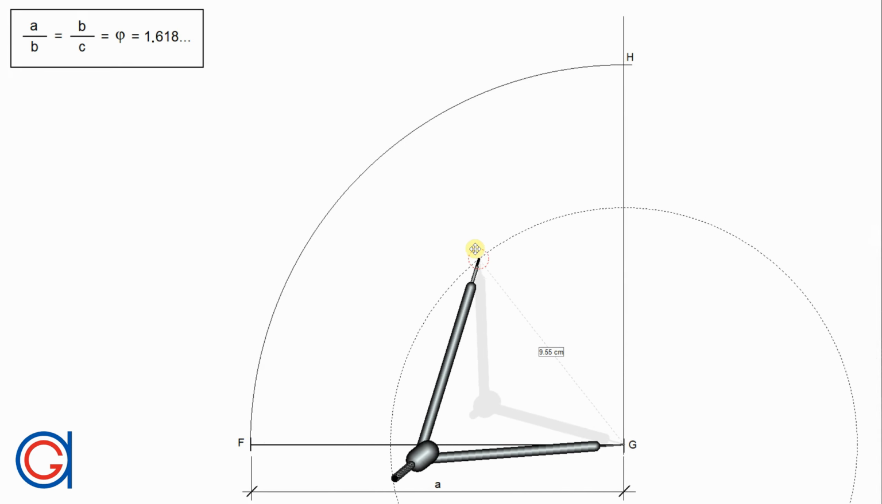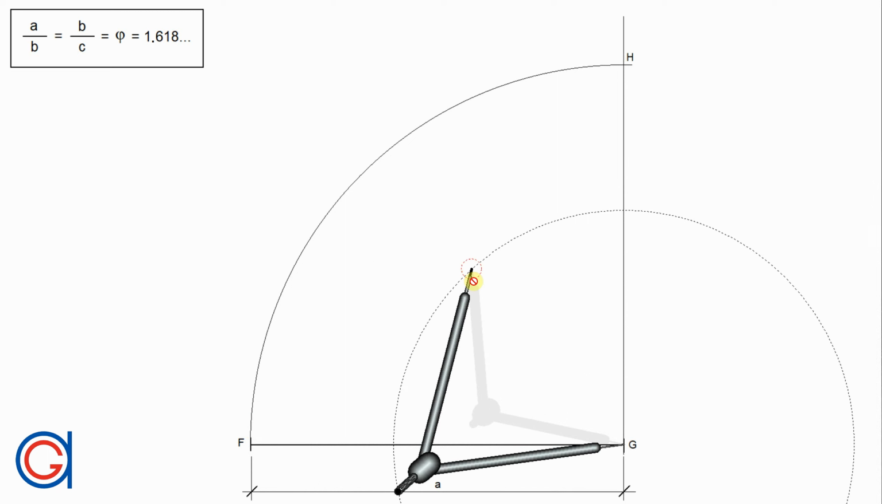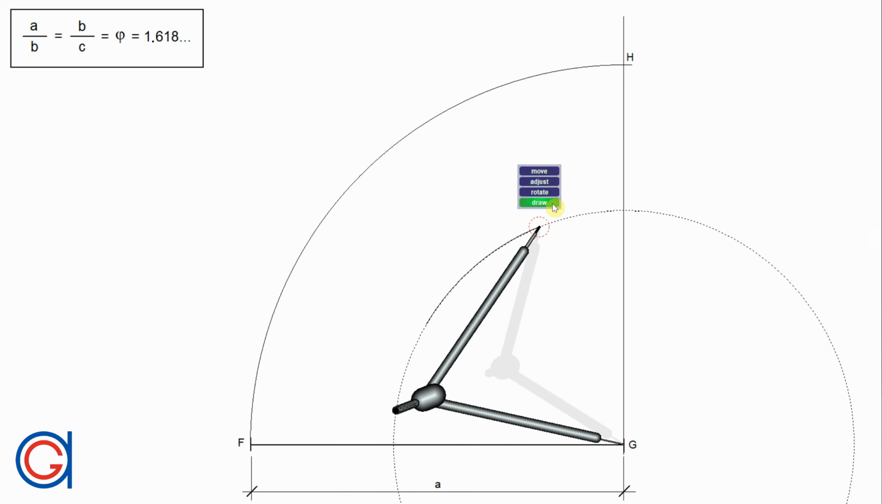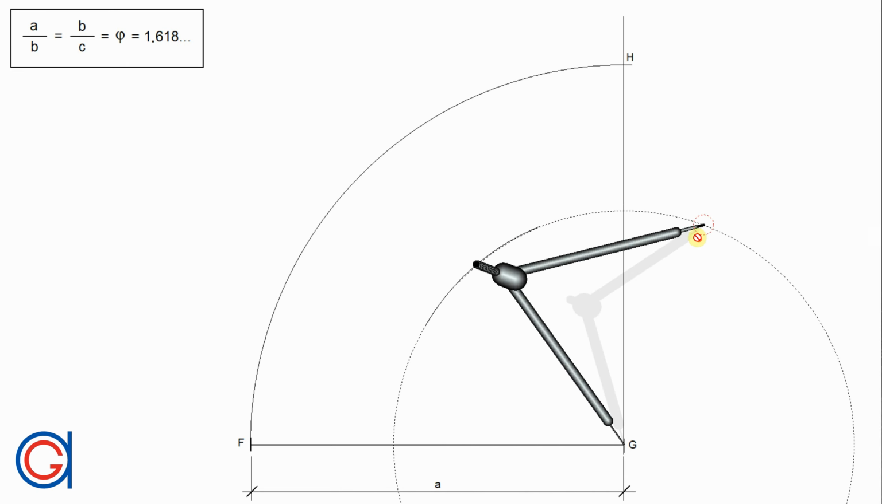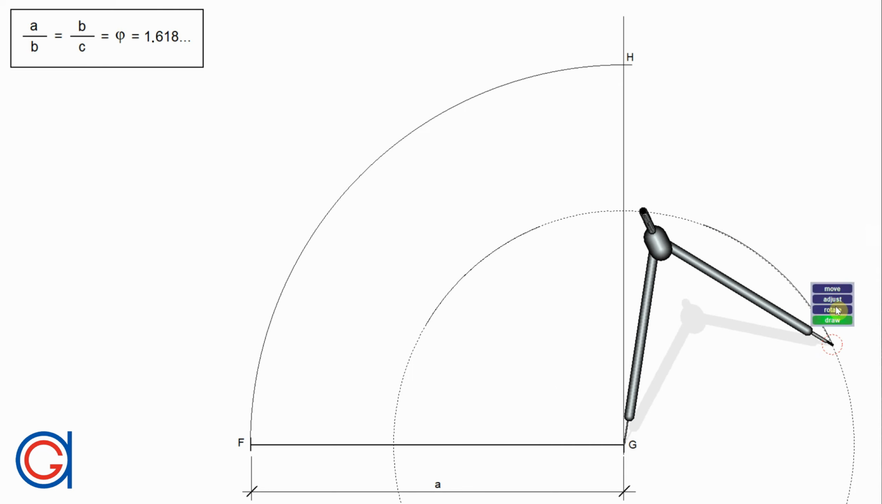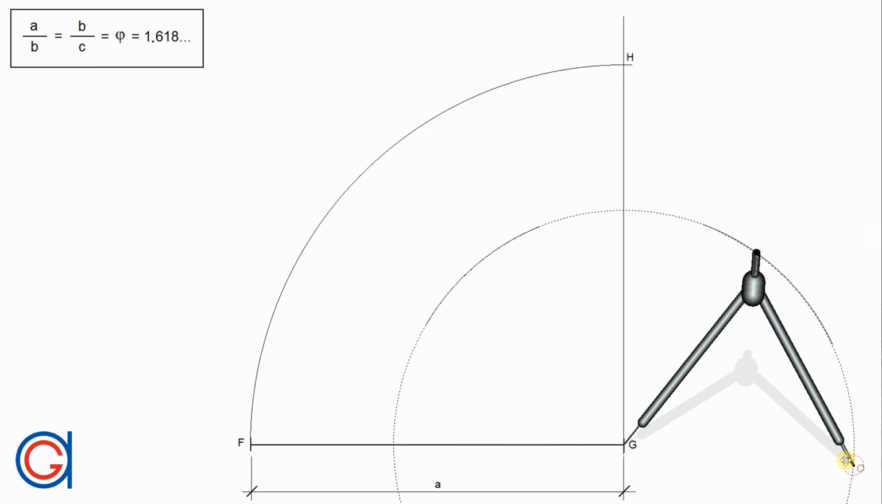And now the next step is to work out the perpendicular bisector of the line segment GH. So setting our compass to a radius slightly longer than half the distance GH, we're going to scribe an arc up to the left and to the right of the line.